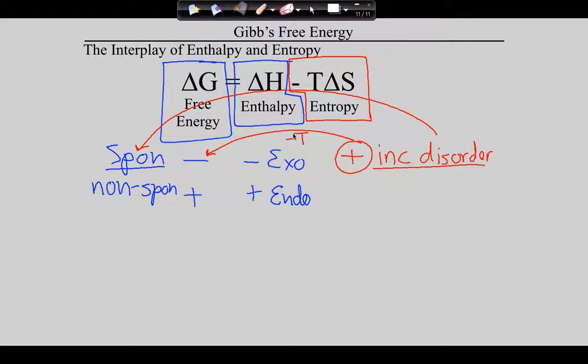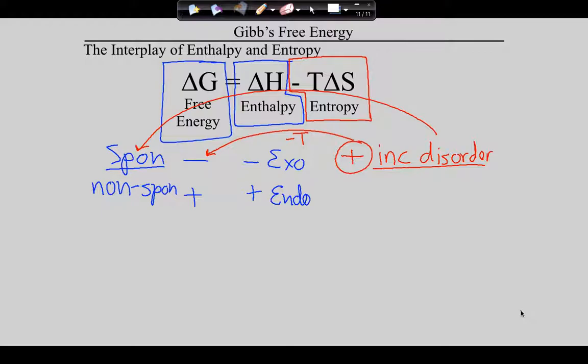Guys, let's talk about this. What is T? Temperature. In what units? Kelvin. Why Kelvin? What can a Kelvin temperature never be? Negative. So guys, T is always positive. So put this together. If T is always positive, and if delta S is positive, because we're talking about an increase in disorder, we've got a positive times a negative. And what kind of values will that create? Negative. Do you see it?